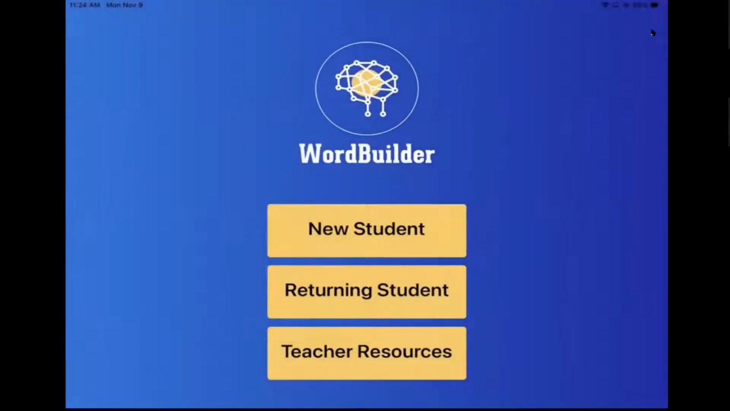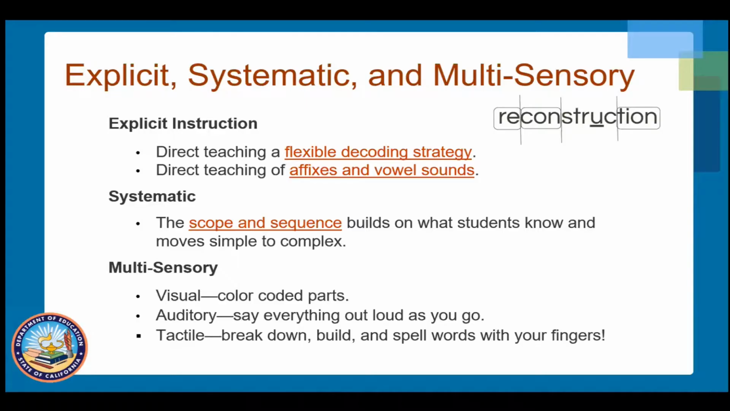This is Word Builder. Word Builder is guided by a simple and flexible decoding strategy for multisyllabic words. Circle the prefixes, circle the suffixes, and underline the remaining vowels. Then divide the word, leaving 1 vowel sound per word part. Students are explicitly taught the strategy, as well as specific word parts, including vowel combinations and affixes.